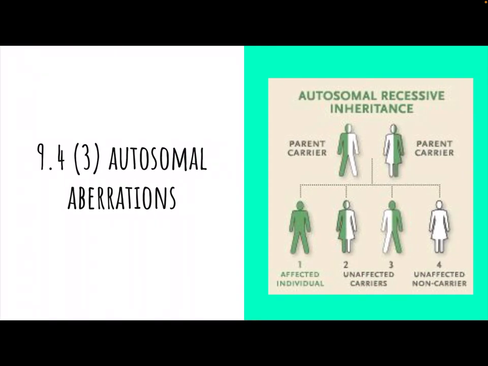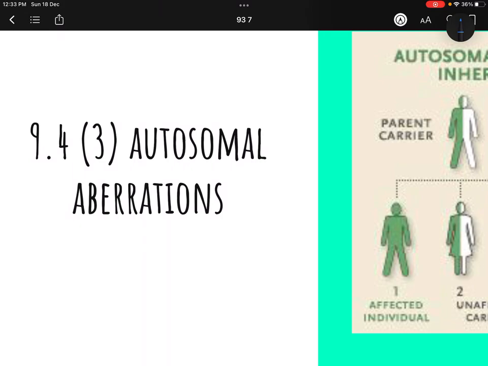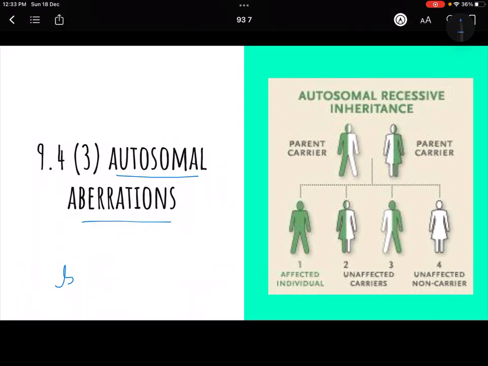So today we are going to start with subtopic 9.4. We have completed sex chromosomal aberrations. Today we are going to do autosomal aberrations. Before that, we had studied the different kinds of chromosomal mutations. We had an introduction about sex chromosomal aberrations and autosomal aberrations. Now we are going to look at the different kinds of diseases that occur because of autosomal aberrations.